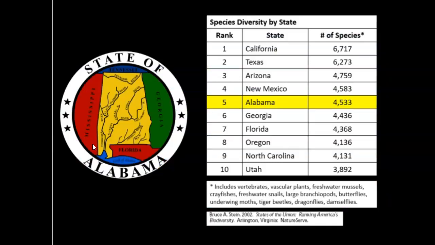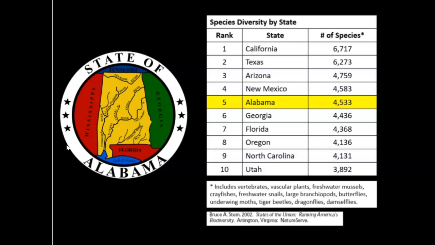The table you see on the right is from a study that came out in the year 2002 that looked at the diversity of species across the 50 U.S. states. And this isn't for all biodiversity, because we don't have a catalog of all the species that are found everywhere, but for those groups of organisms that are well studied in enough of the states to do the comparison, when you put all those data together, as it turns out, Alabama ranks number 5 among U.S. states for total species diversity.